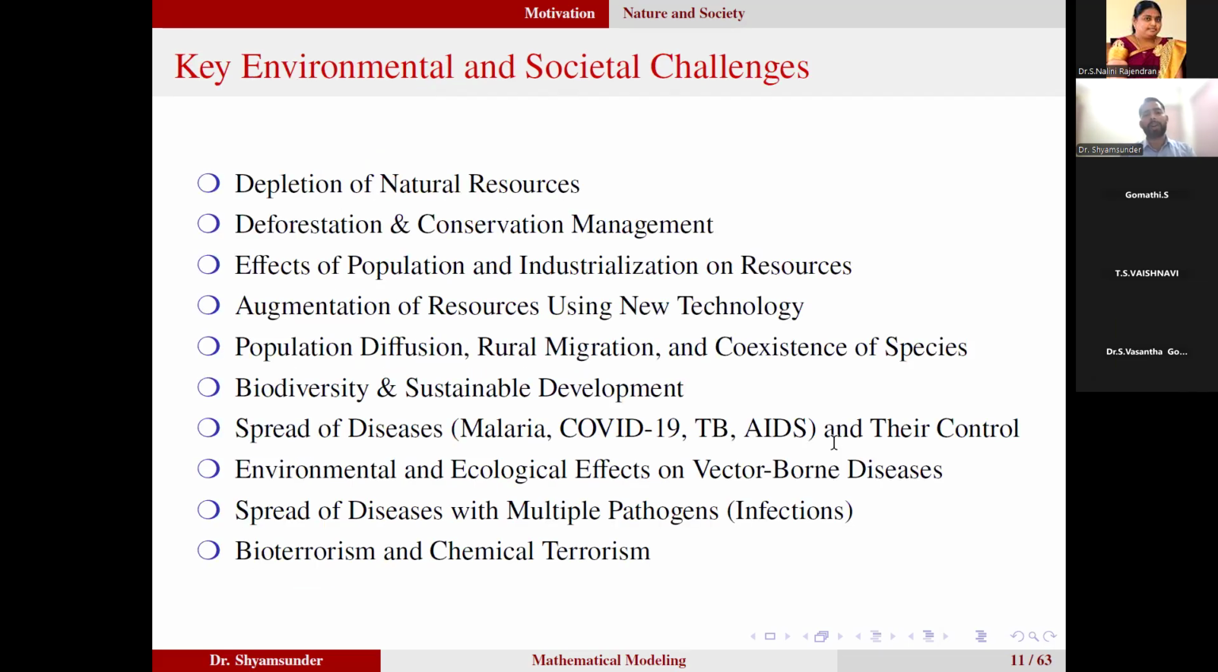Then the key environmental and societal challenges. The first is depletion of natural resources, like cutting hills and trees, deforestation, and conservation management, and the effects of population and industrialization on resources, and augmentation of resources using new technology.